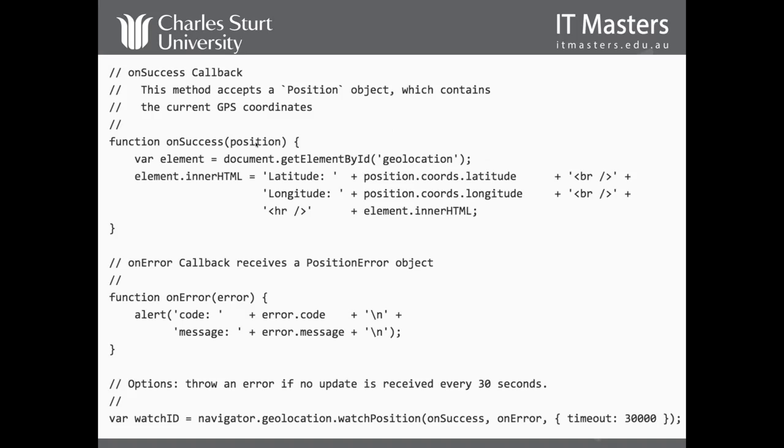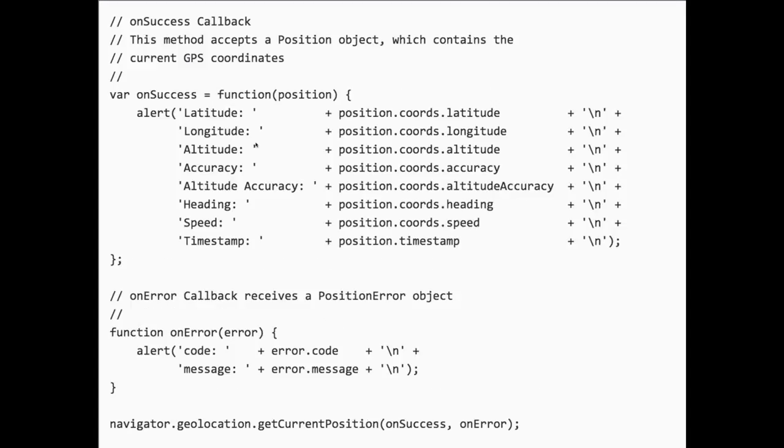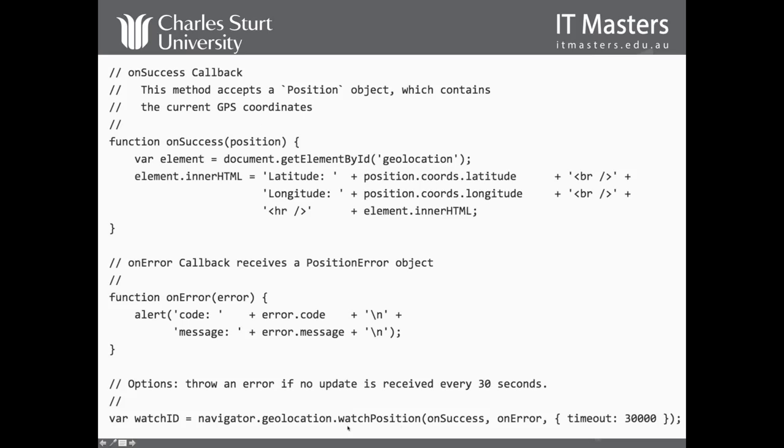Okay, so here's another example. The one we looked at before was getting the current position. We can also watch a position. In this case, we want to set it up so that on success, we pop up and say what our current latitude and longitude is, and we'll throw up an error if we don't see anything after 30 seconds, just in case something died. There are a lot more parameters you can set, like how often you want to check and that sort of stuff, but most of this is on the website, so we won't go into it all at the moment.